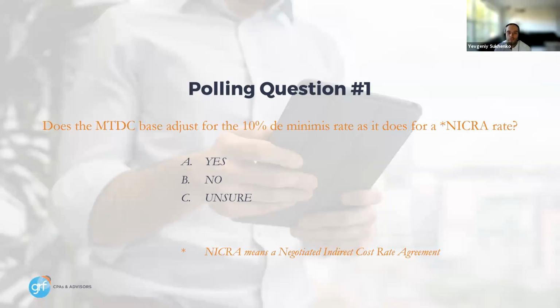Perfect. All right. Thanks, Joe and Paul. With that, we've reached our first polling question. Does the modified total direct cost base adjust for the 10% de minimis rate as it does for the NICRA rate? Pretty simple responses: A for yes, B for no, and C for unsure. Please take a moment to answer.